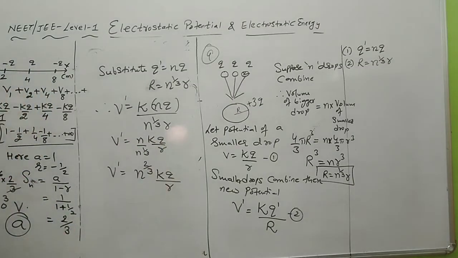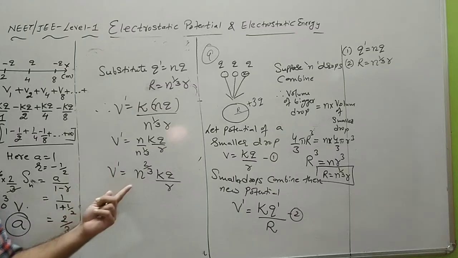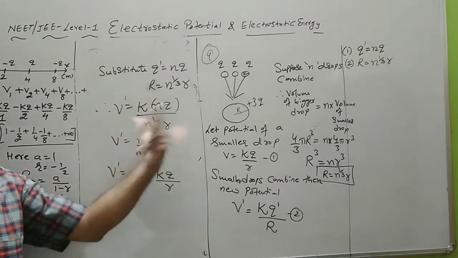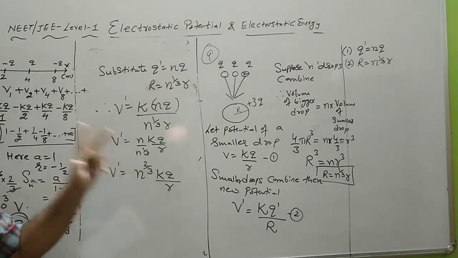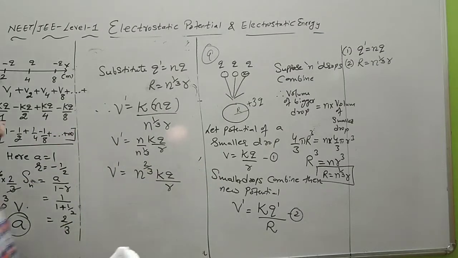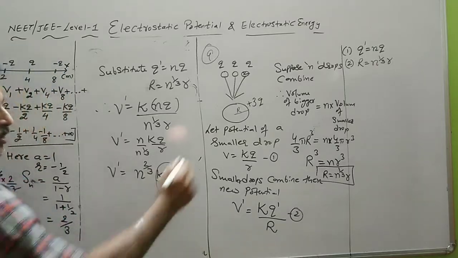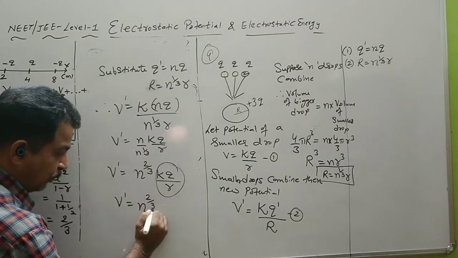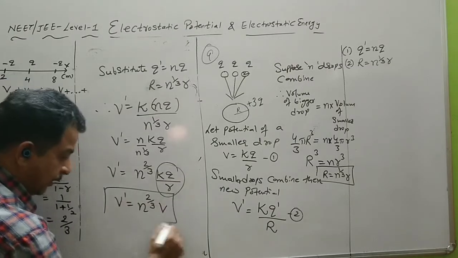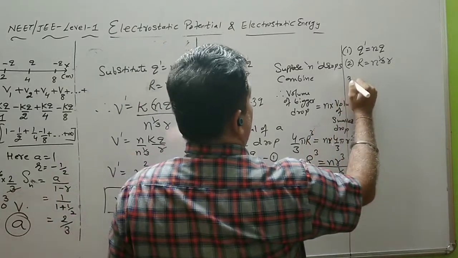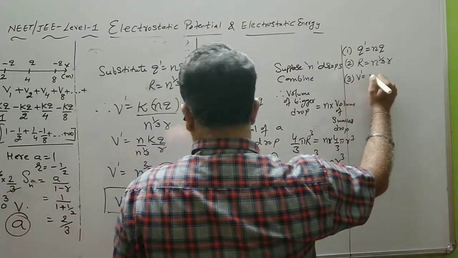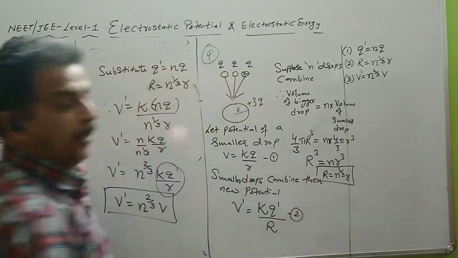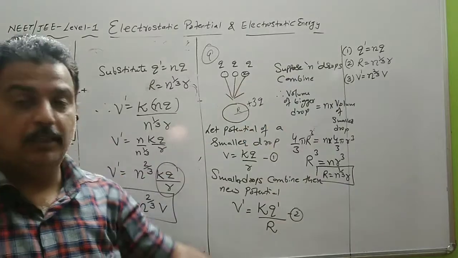Now here you have n droplets. So you substitute here in the place of n you have 3 droplets. So 3 raised to 2 by 3. So you find the relation. Now this is initial KQ upon R. So new V is equal to n raised to 2 by 3 into V. This is a relation. So V dash is equal to n raised to 2 by 3 into initial. So these are the 3 relations.